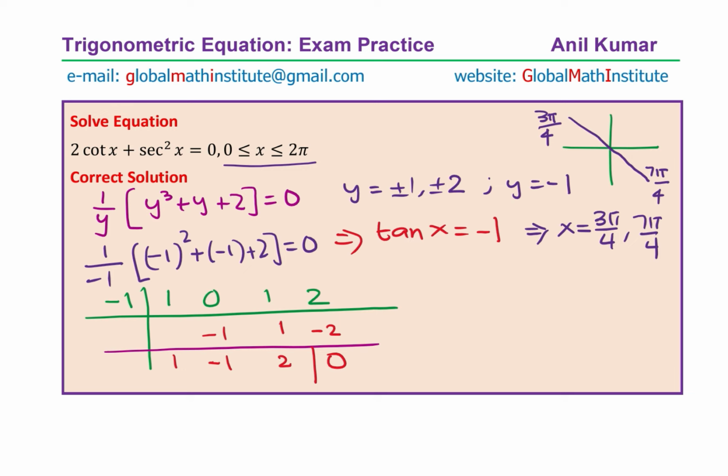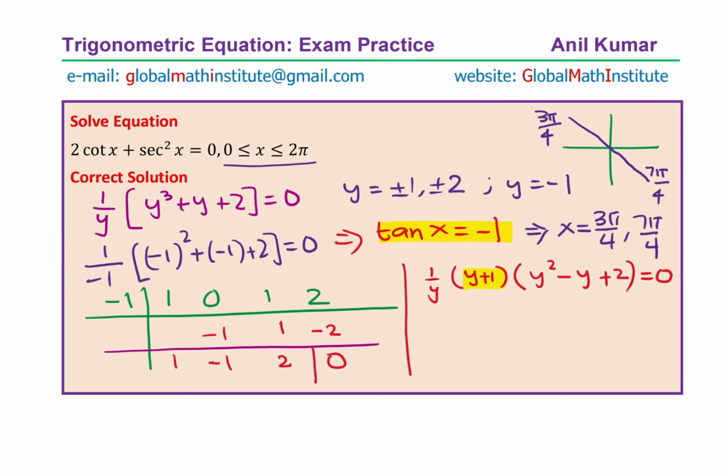So the other factor is y square minus y plus 2, right? So we could write down this factor as 1 over y times y plus 1 times this factor, which is y square minus y plus 2. And we are looking for this to be equal to 0. So we already found the solution because of y equals minus 1. We had one solution, right? Now from the other factor, do we have a solution?